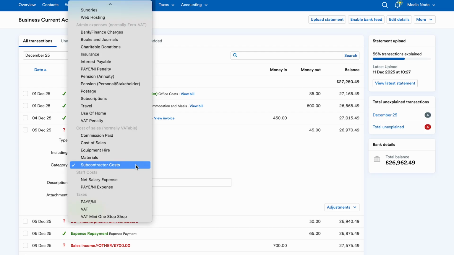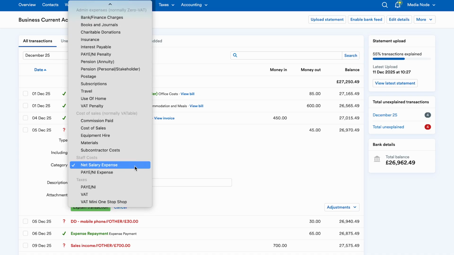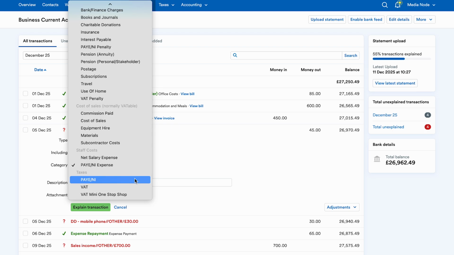If you're not running payroll in FreeAgent, you would also see cost categories net salary expense and PAYE/NI expense. These would be used for payments of expenses related to the salary you pay your staff and the payment made to HMRC in lieu of PAYE or national insurance. At the bottom of the drop-down menu, you'll find categories related to taxes that would be used for tax payments to HMRC.